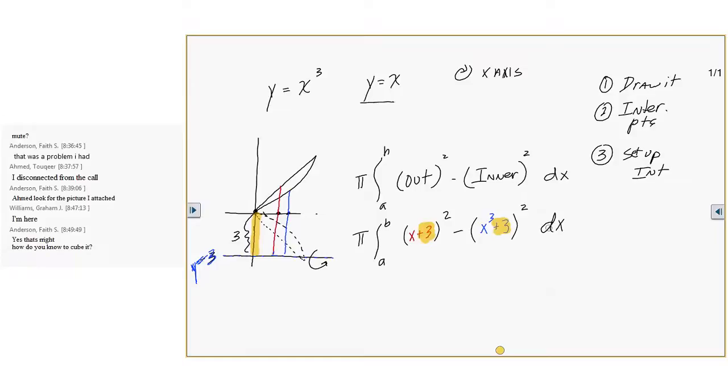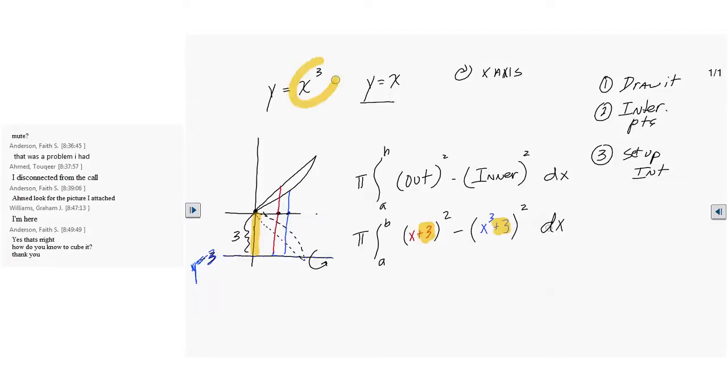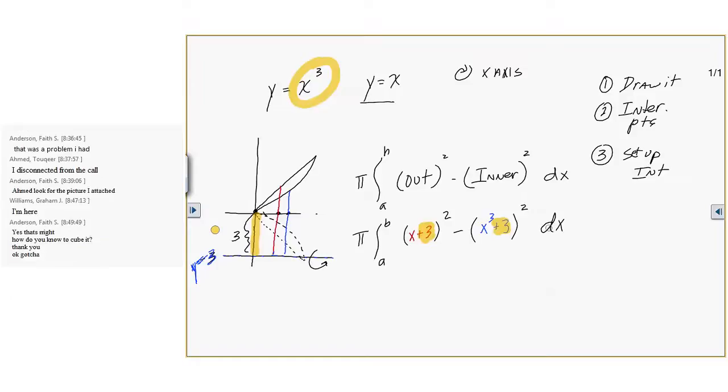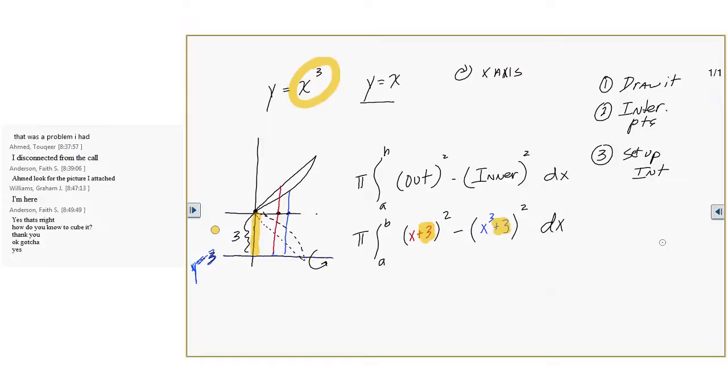Faith asks, how do you know to cube it? That was the original equation right up here. The cube is already there. The cubic function is the curve. Does that help, Faith? She said yes. Okay.